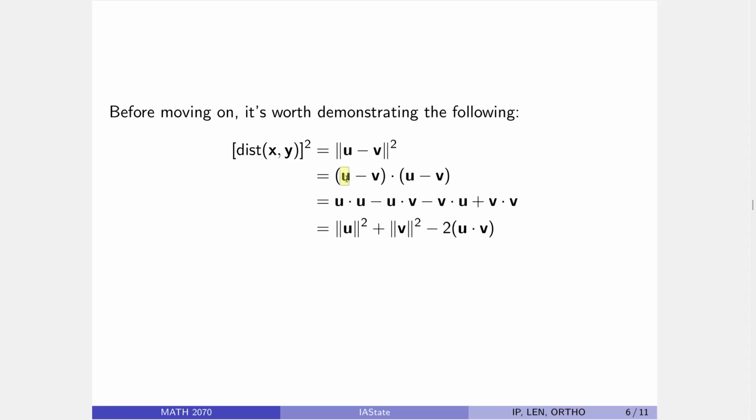right there, outer, right there, inner, and last. Note, this is the length of u squared. That is the length of v squared.